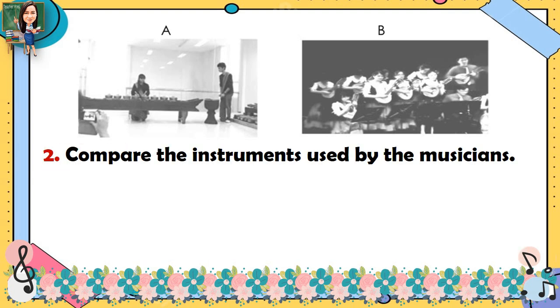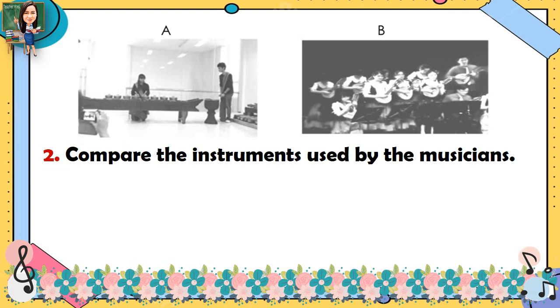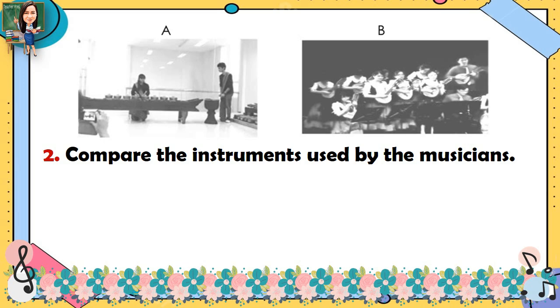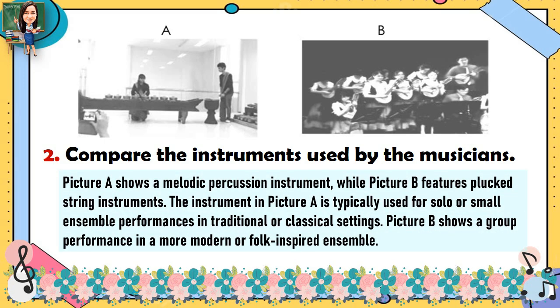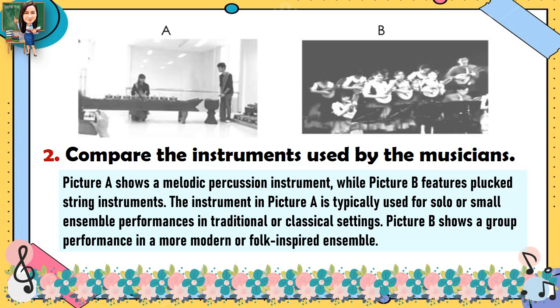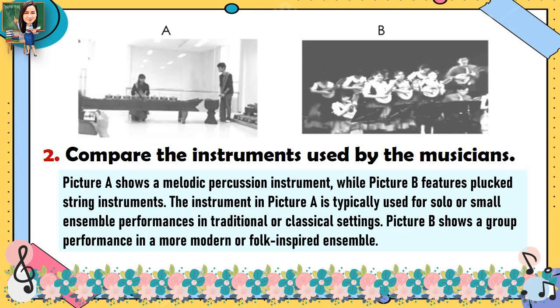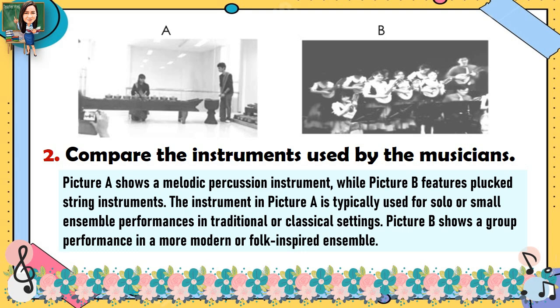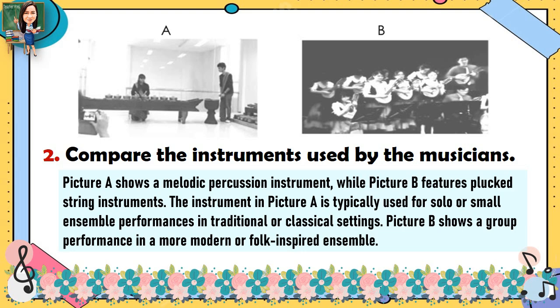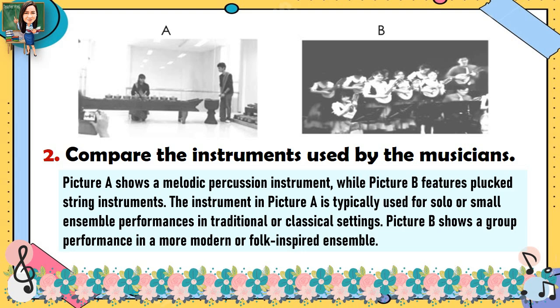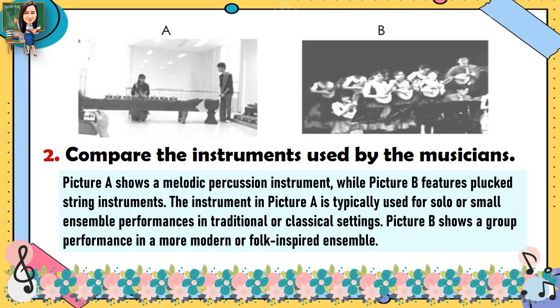Number 2. Compare the instruments used by the musicians. And here is the possible answer. Picture A shows a melodic percussion instrument, while Picture B features plucked string instruments. The instrument in Picture A is typically used for solo or small ensemble performances in traditional or classical settings. Picture B shows a group performance in a more modern or folk-inspired ensemble.